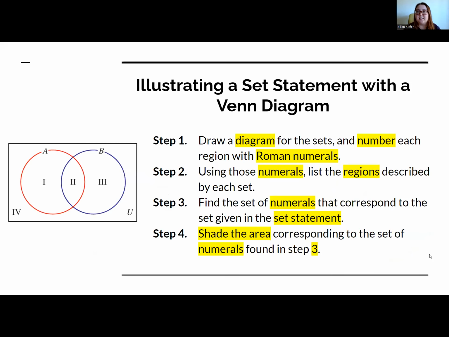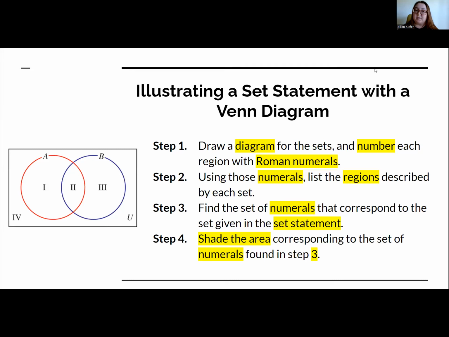So, illustrating a set statement with a Venn diagram. We have a couple steps for this. Step one, first you draw a diagram for the sets and number each region with Roman numerals. Roman numerals are really up to you. They're just the most commonly used because when we write things in each of these sets, sometimes they are numbers, and if you number them, you may end up getting confused about which set was labeled which. So we use Roman numerals to label each set and each region.